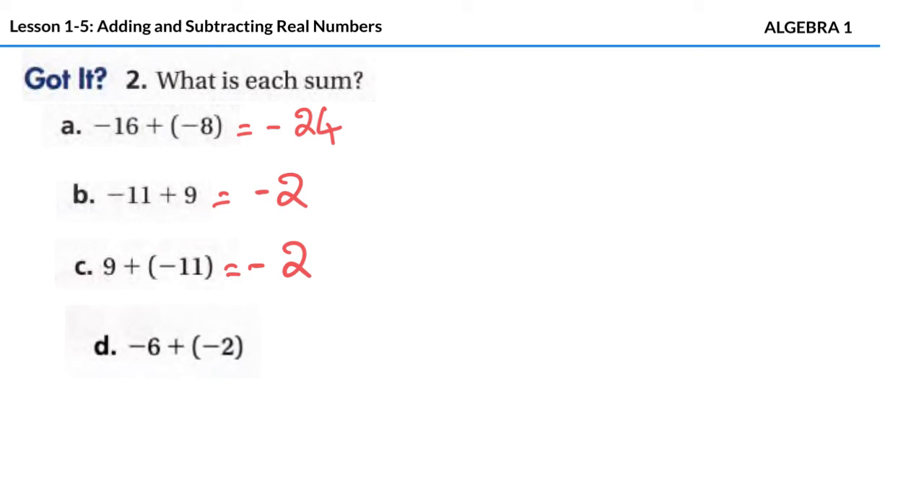Negative 6 plus negative 2. So what did you get? Both the numbers added have the same sign. So what do you do? You add them together. So 6 plus 2 is 8. And what will be the sign? It's going to be negative because both the numbers have a negative sign. So the answer is negative 8. Great. Let's move on with further concepts of these real numbers.